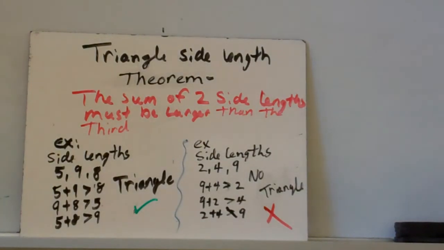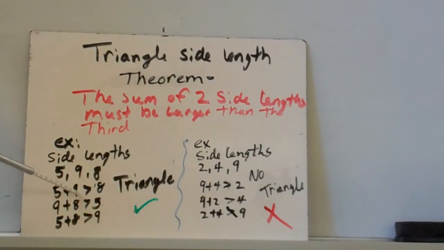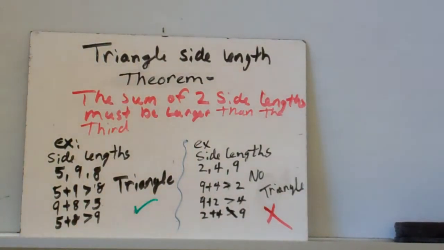So I have an example over here. If I have side lengths of 5, 9, and 8, well, 5 plus 9 is larger than 8, 9 plus 8 is larger than 5, and 5 plus 8 is larger than 9. So in that case, those side lengths will work out to be a triangle.